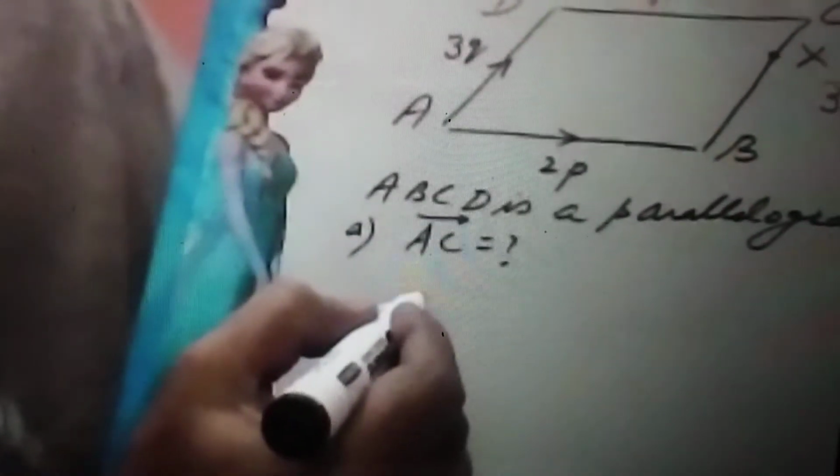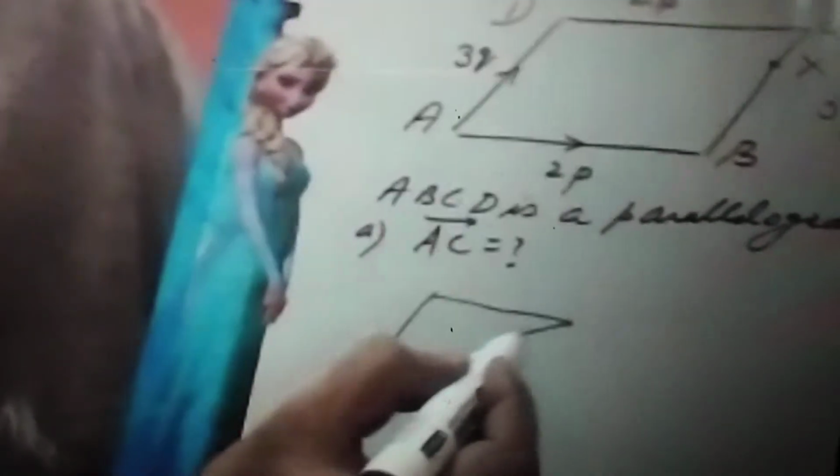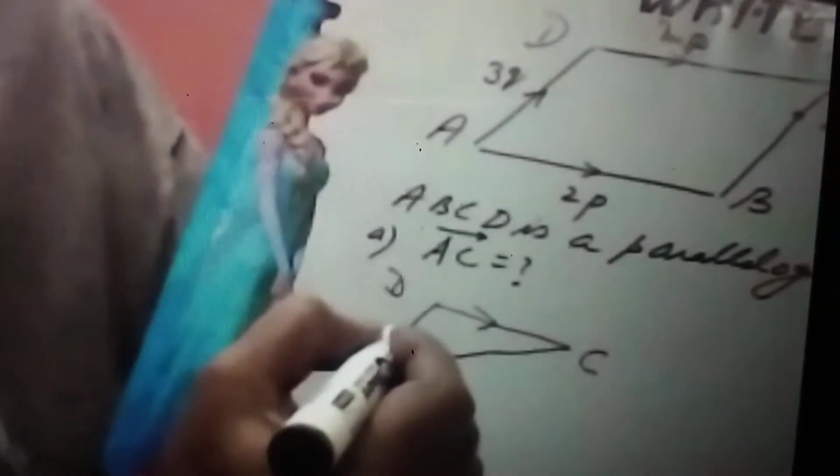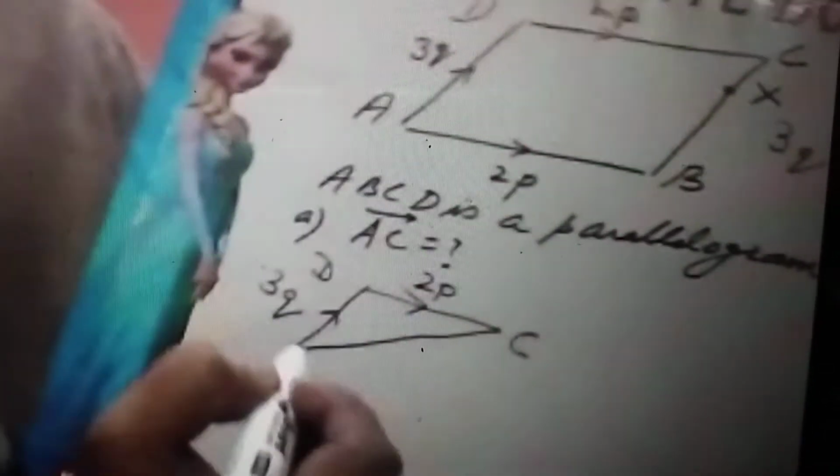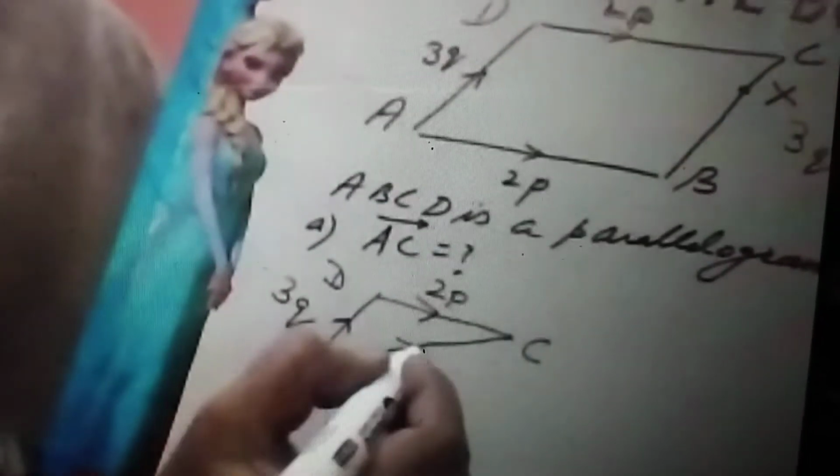So in this diagram, what we can do, if I can draw this diagram separately, a small one, like this. So this is your A, C, and D. And the arrows over here, originally whatever is given, we draw the arrows according to that. 3Q, and this is 2P. And we are finding out AC. So it is not CA but AC. So AC, put the direction like this, arrowhead.